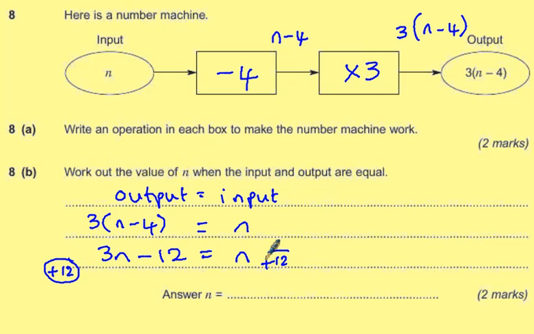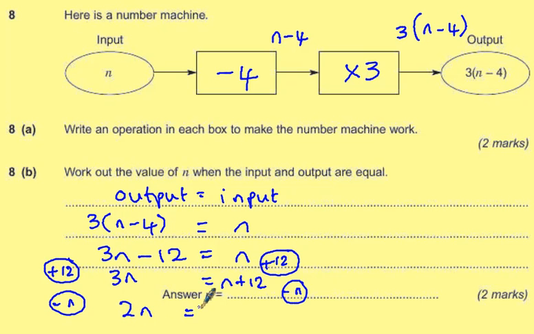So if we add 12 to both sides here, we'll get 3n. If we add 12 to minus 12, it is 0. So 3n is equal to n plus 12. We now need to eliminate the n on the right hand side. So if we take n away from both sides, we'll have 2n is equal to n take away n, which is no n's left, so 2n is equal to 12.